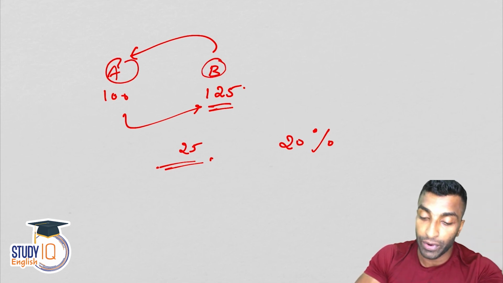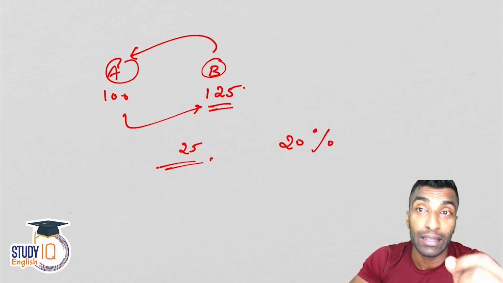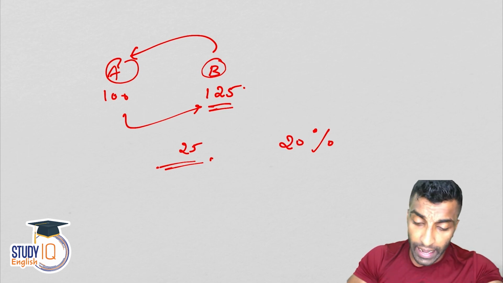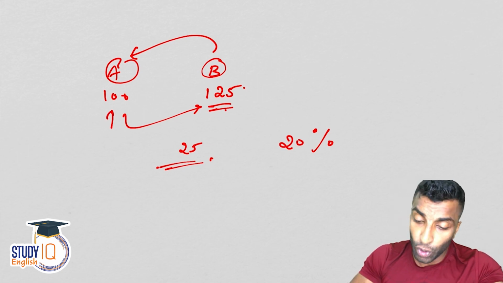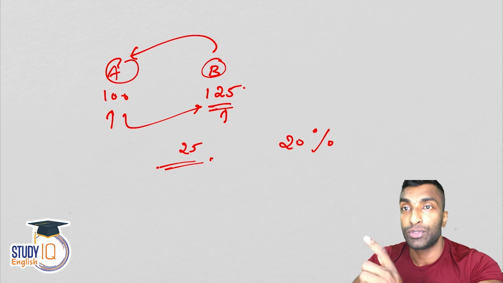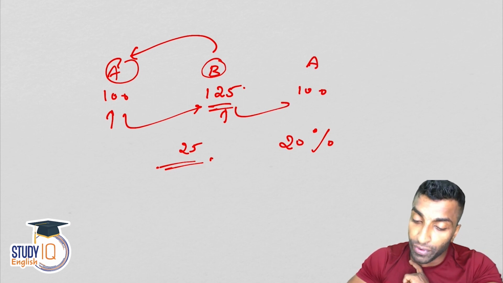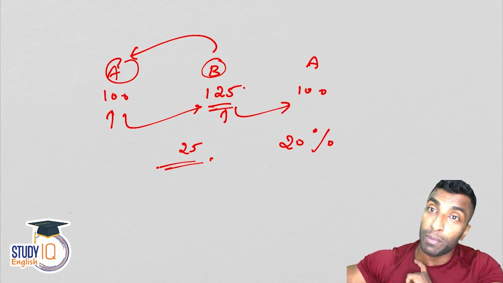100, B's salary is 125. They are not giving you 100 and 125. What they said is B's salary is 25% more than A. So you take A's salary as 100. So obviously B's salary becomes 125 because it is 25% more. And A's salary is 100. So now we need to find A's salary is what percent less.